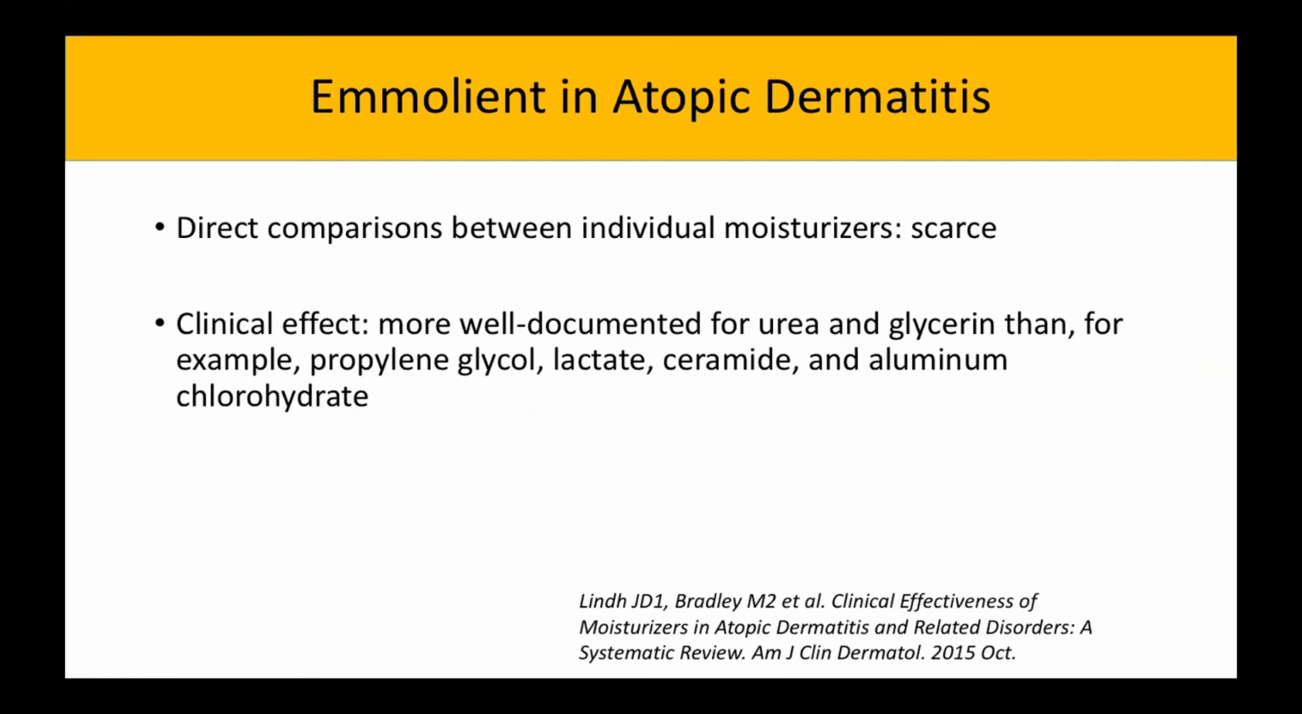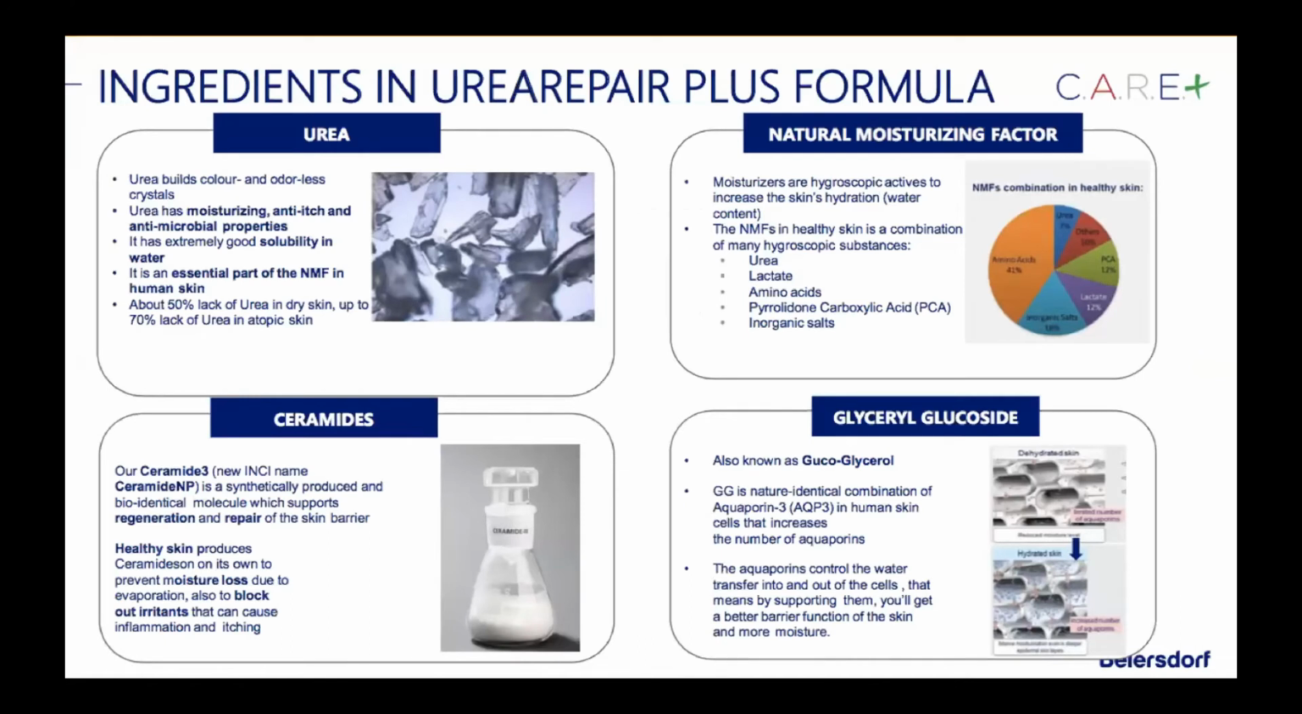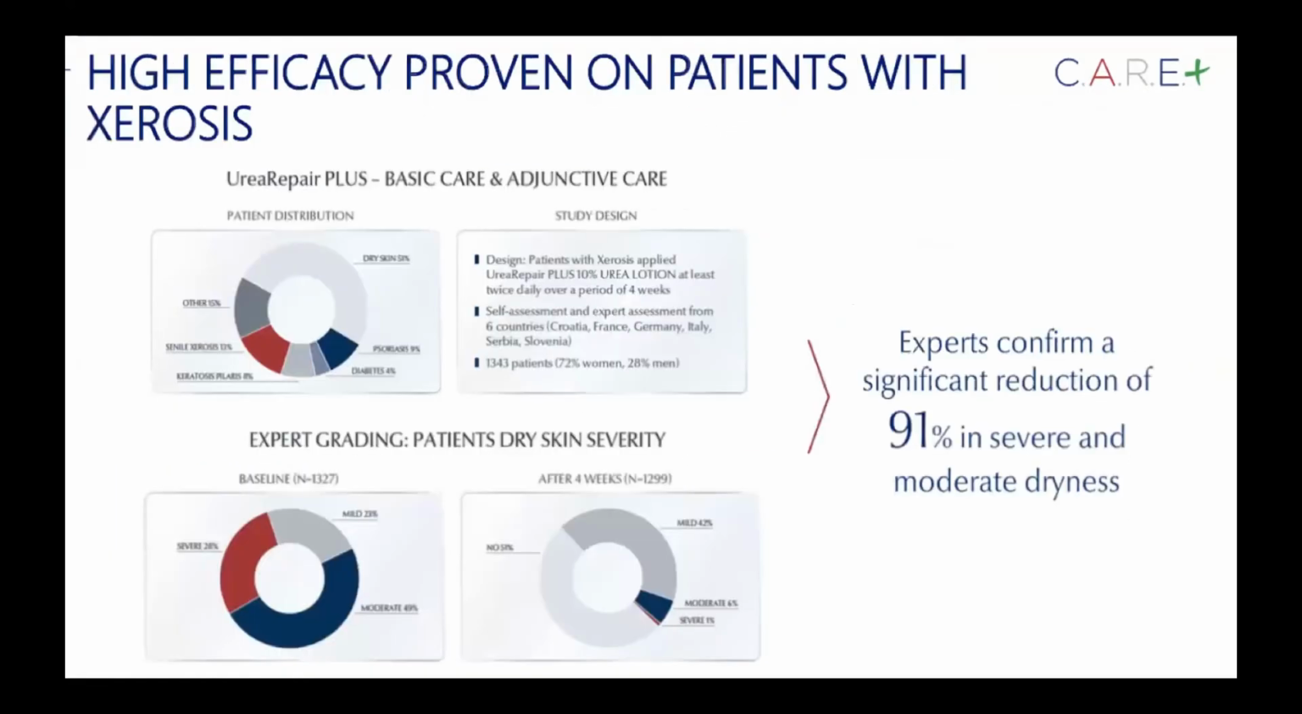However, those well-documented are urea, glycerin, for example, propylene glycol, lactic acid, ceramide, and aluminum hydrochloride. So this is a urea formula from Eucerin that contains urea, ceramides, which is also a natural moisturizing factor, and glycerin to protect the skin. So it can be considered a good moisturizer.